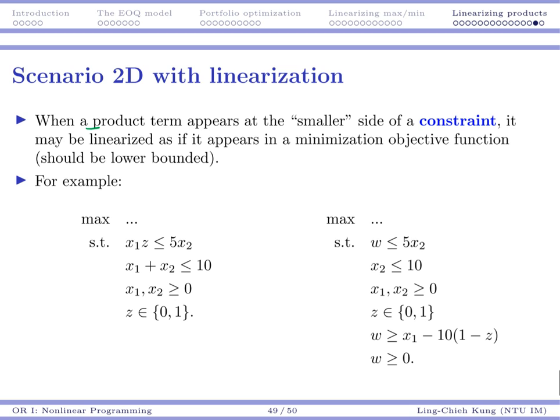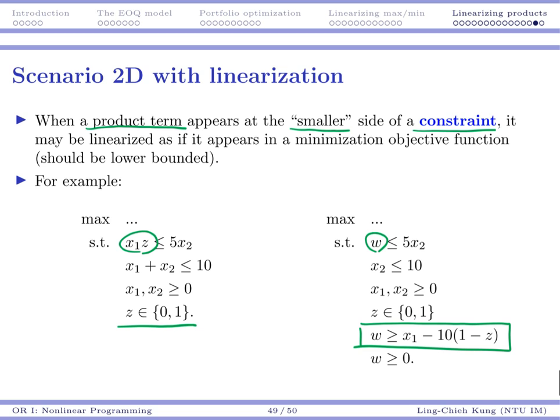Lastly is a case where our product term appears at the smaller side of a constraint, like this. Okay, so again, we want to replace that x1z by w. So our z is binary. So again, we apply the same trick, saying that our w should be greater than or equal to x1 minus 10 times 1 minus z. We would also add another constraint, saying that w is greater than or equal to 0. Naturally, it's because our x1 is non-negative. So let's take a look at how this works.